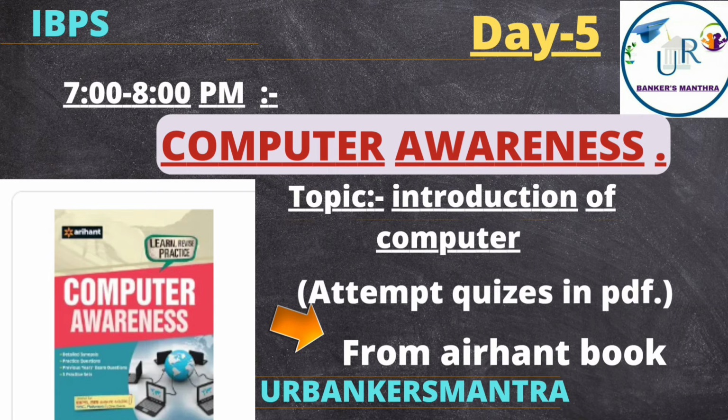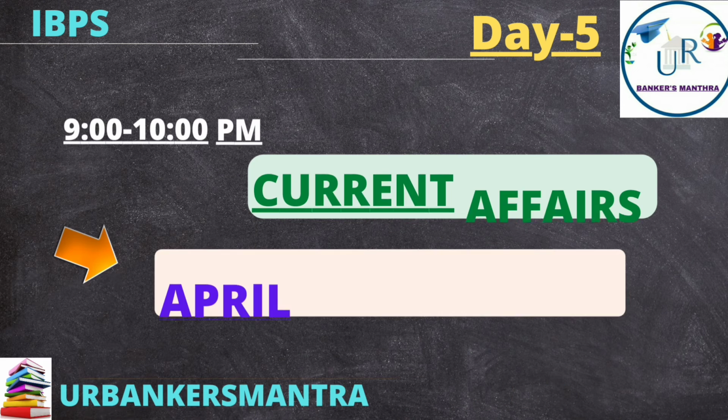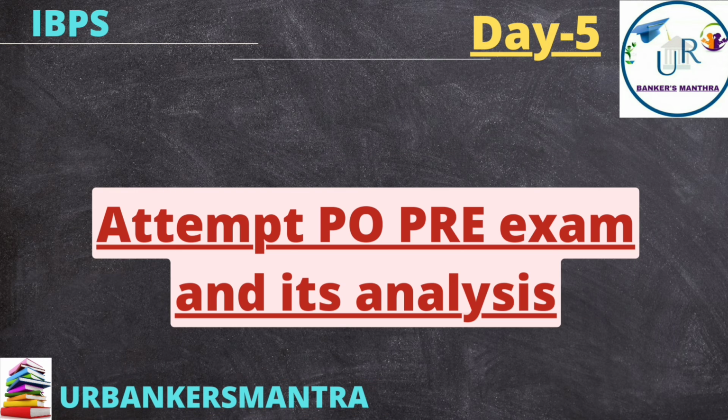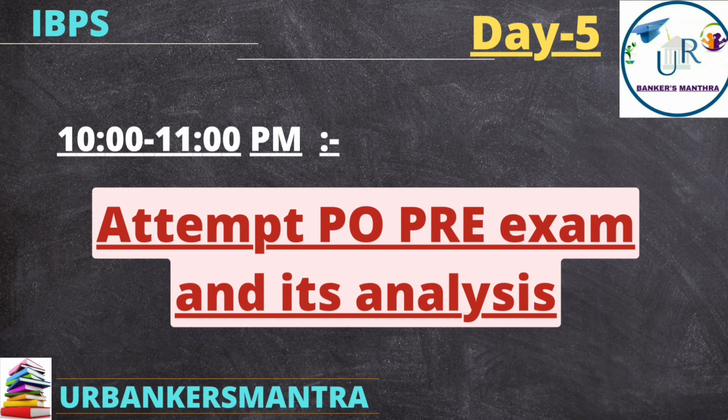Then in the evening also, give 1 hour to reading current affairs. We completed April first week current affairs, so tomorrow read April second week current affairs from one of your sources. After that, attempt a PO prelims exam from one of your sources. After attempting it, analyze your weak areas where you are lacking, and make a timetable according to your weak areas for the next day's preparation. And that's all for tomorrow's to-do list.